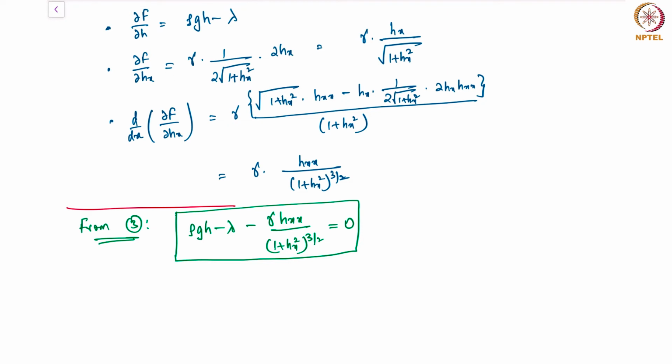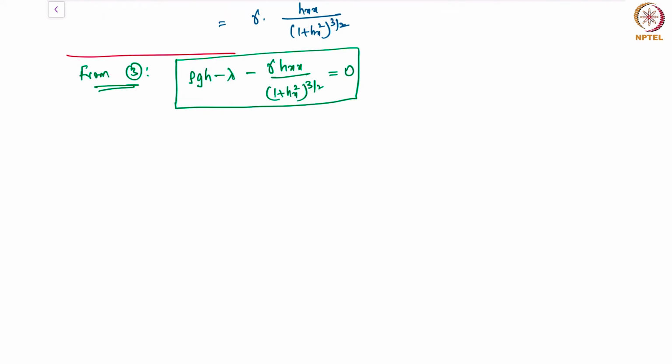We could have also done one more thing. We could have treated lambda to be another variable and taken the derivative with respect to lambda. I haven't done this to keep the analysis simple, but we could also do that as well.